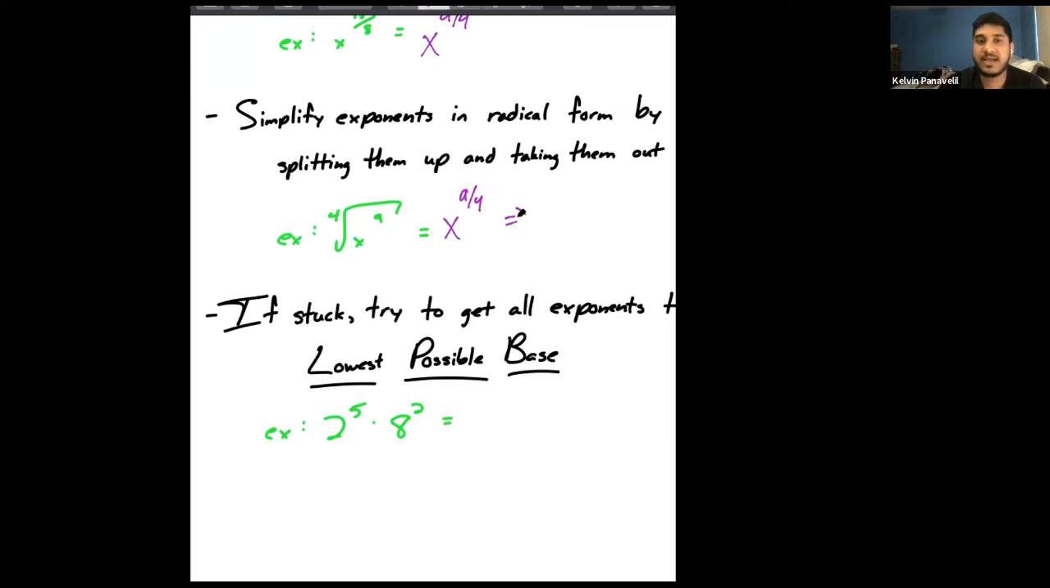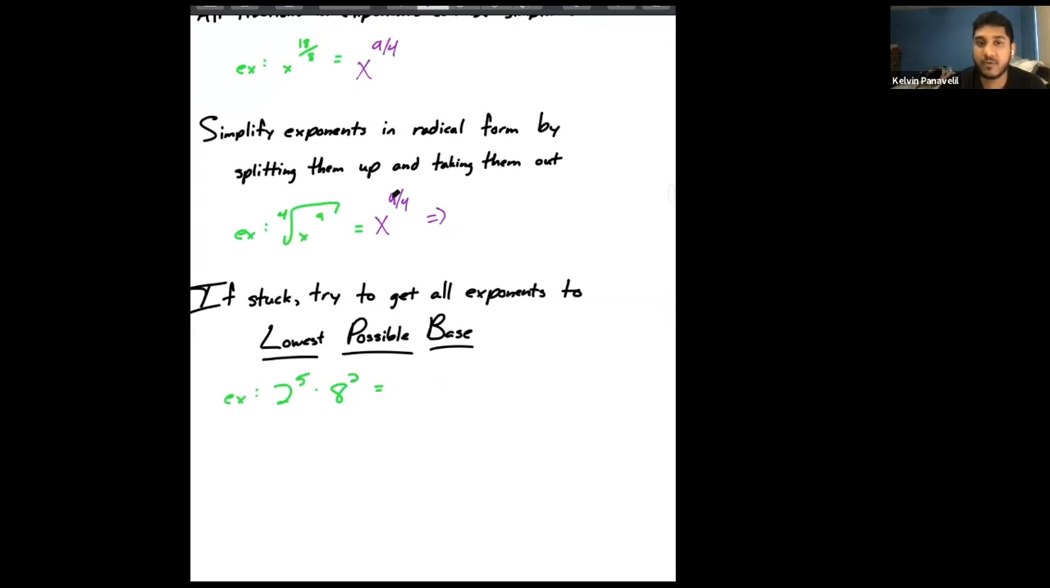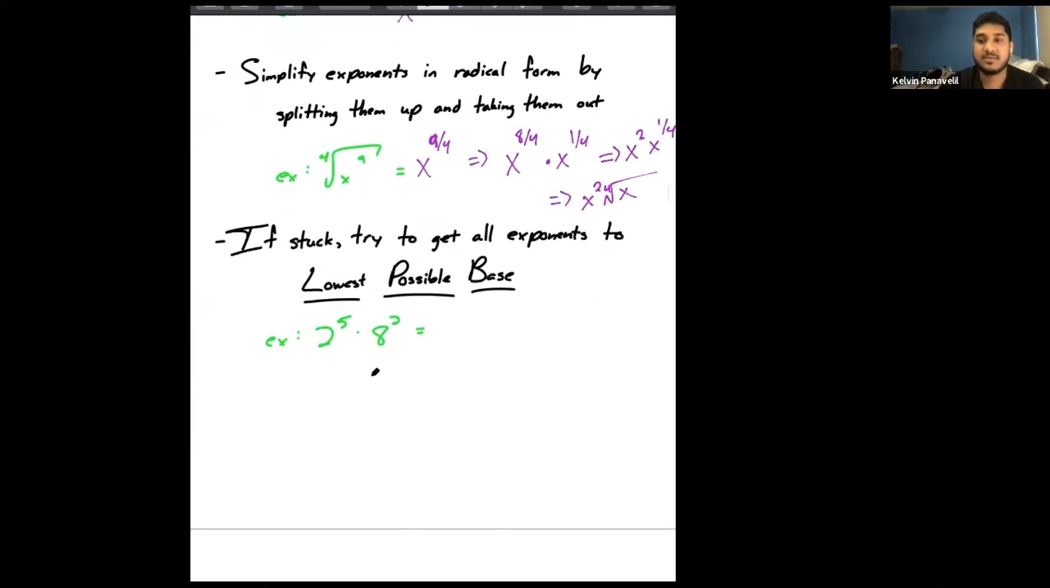And then one way you can do it, you can ask yourself, how many whole numbers can I take? 9 over 4 is just the same thing as x to the 8 over 4 times x to the 1 over 4. 8 over 4 is 2, and that would just be x squared. So it's x squared times the fourth root of x. There you go. Perfect.